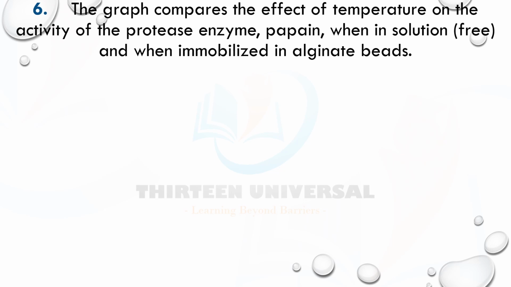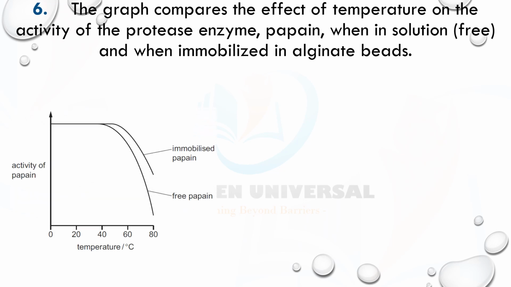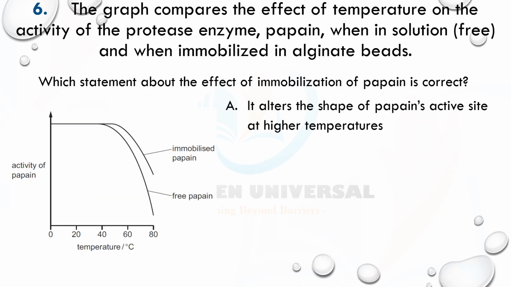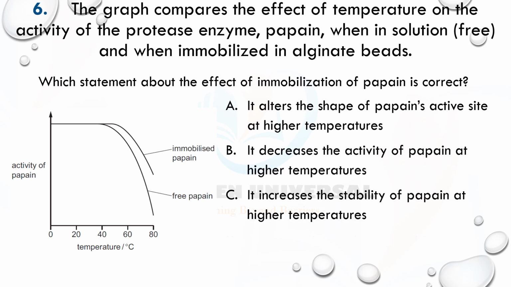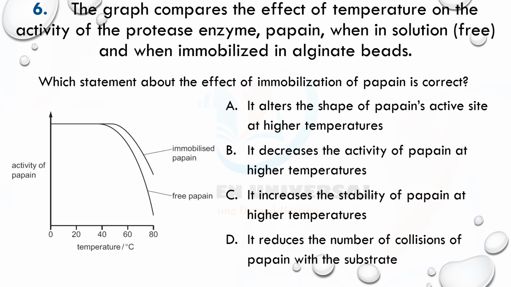So the graph compares the effect of temperature on the activity of the protease enzyme papain when in solution and when immobilized in alginate. Which statement about the effect of immobilization of papain is correct? So what's the effect of immobilization? All right. So pause this video and try to solve it. Which one is correct? Now, A says it alters the shape of papain active site at higher temperature.